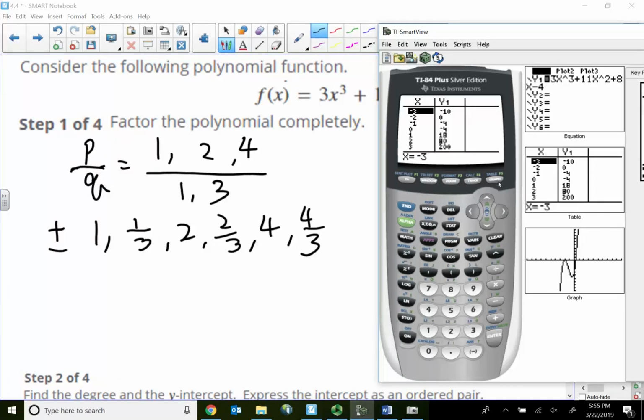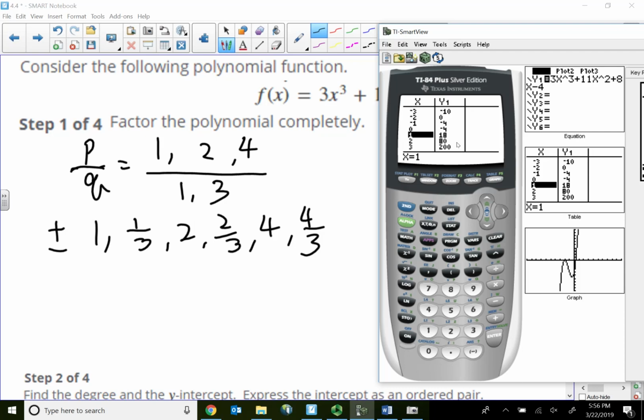But what's the other one on the graph? What's this one right here? Well, I know this one crossed on the right side of the origin. So if you take a look, when x equals 0, the y value is negative 4. But when x equals 1, the y value becomes positive. So by the intermediate value theorem, I should have a zero between 0 and 1. So that will be either 1/3 or positive 2/3, because 4/3 is actually bigger than 1.